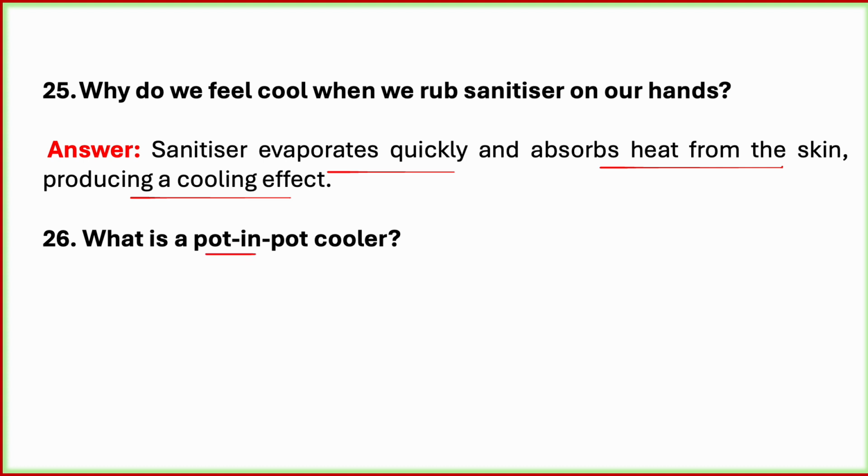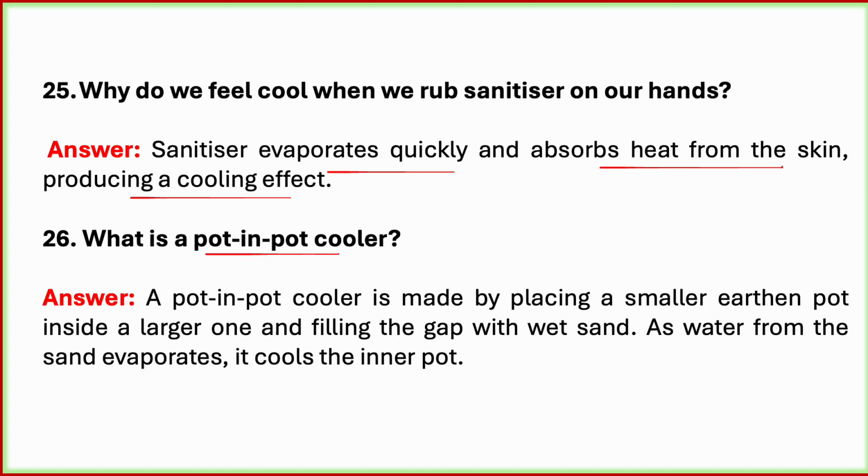What is a pot-in-pot cooler? A pot-in-pot cooler is made by placing a smaller earthen pot inside a larger one and filling the gap with wet sand. As water from the sand evaporates, it cools the inner pot. So to make a pot-in-pot cooler, you keep a smaller earthen pot inside a larger one and fill the gap with the wet sand. As the water from the wet sand evaporates, it cools the inner pot.